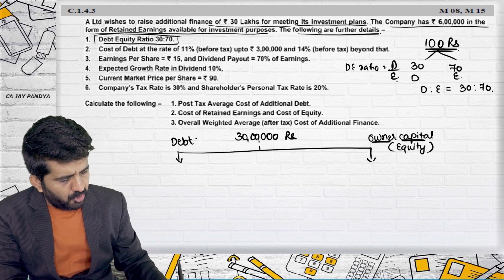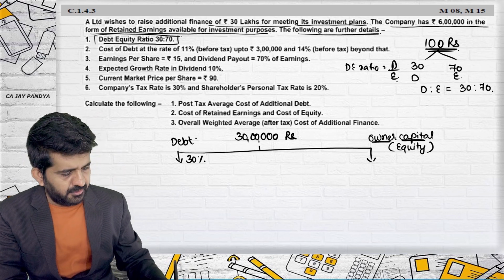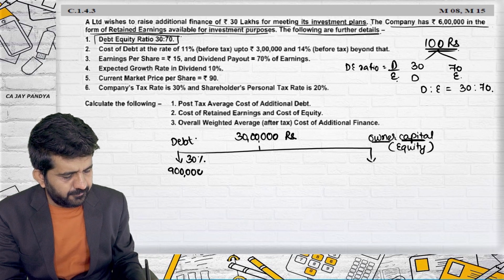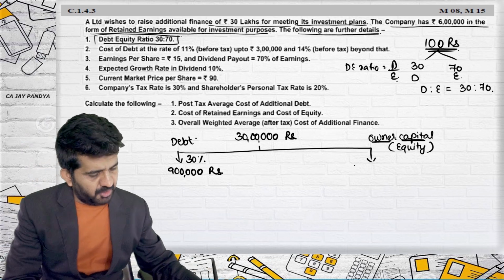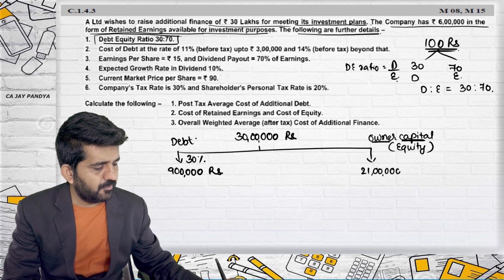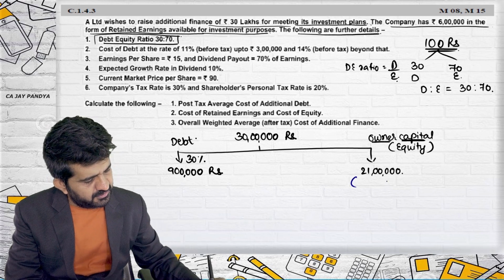How much you will borrow as a debt? 30 lakh into 30%, which is 9 lakhs rupees. So what should be the equity? Equity will be 21 lakhs rupees, out of which you are having a reserve of 6 lakhs rupees.